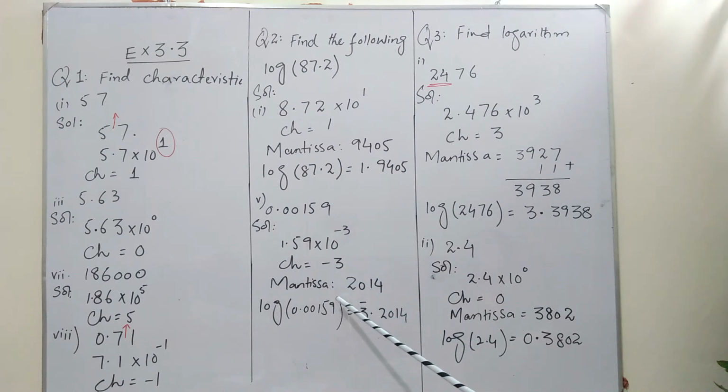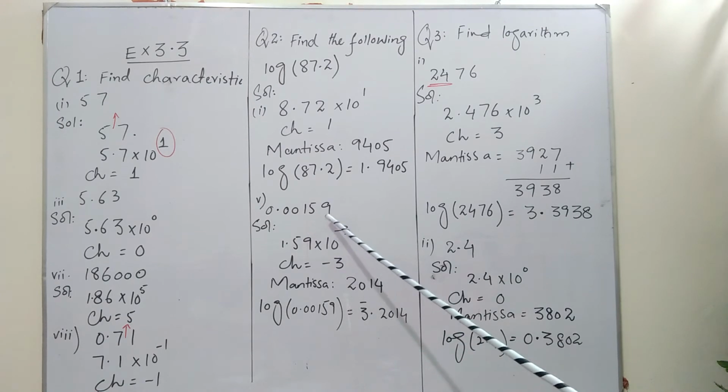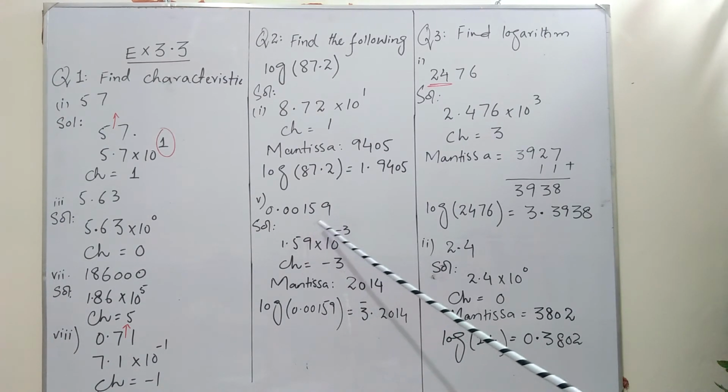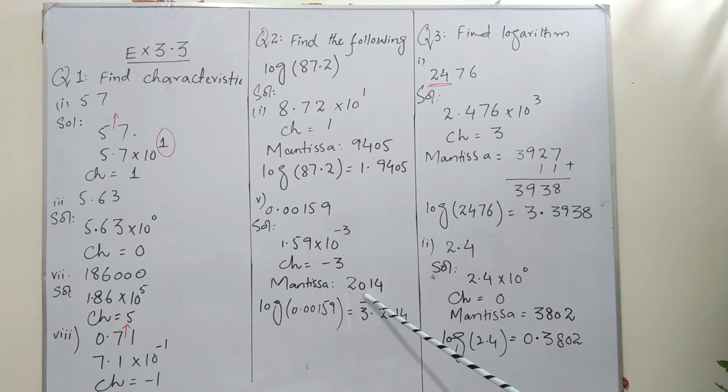And to find the mantissa, you have to look in your logarithm table. I've told you earlier that when you have to find the mantissa, just ignore the decimal point and concentrate on the values. The value is 159. It means you have to combine the first two digits. It becomes 15. Now look for the value of 15 in the column which is headed by 9. The value is 2014 and the logarithm of this number becomes 3.2014. And note one thing, that when the characteristic is negative, you will place this negative sign over the characteristic, not before the whole value. It means only the characteristic is negative, not the whole value.